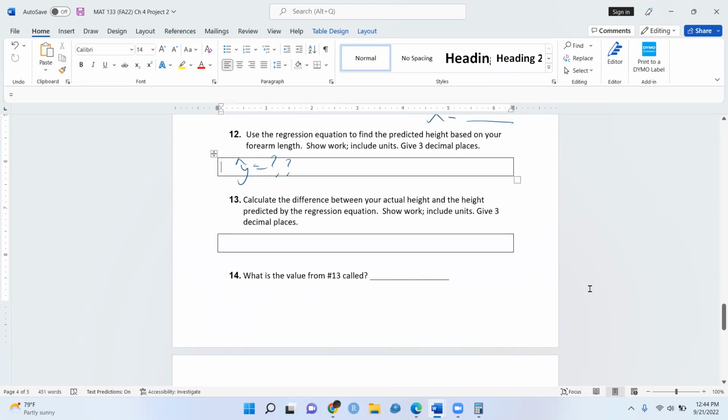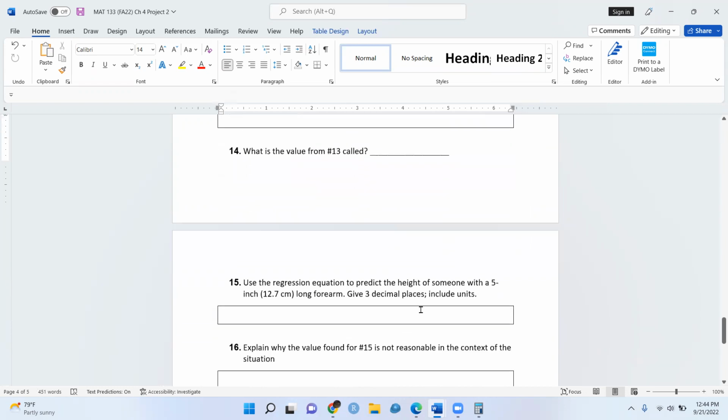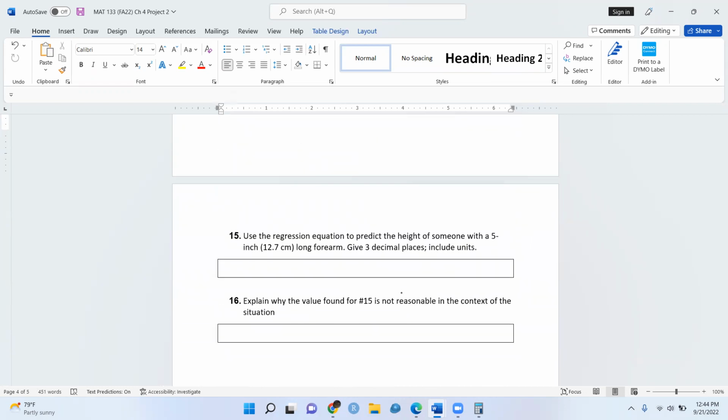And then 13 and 14 is 4.3 stuff. That's the residual. 15, here we now have a Y value equals 12.7 centimeters. Predicted, so you could probably do that one. And 16, you might be able to, but some of this is we just need to finish chapter 4 notes.